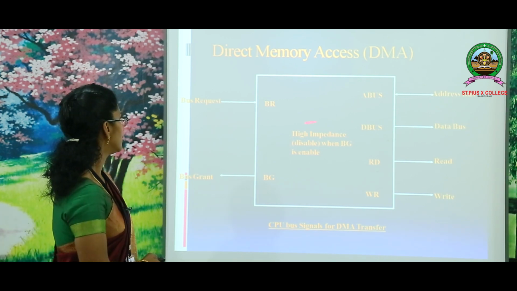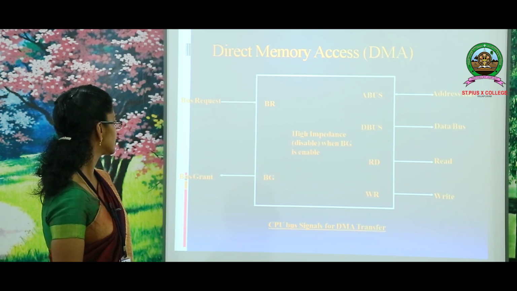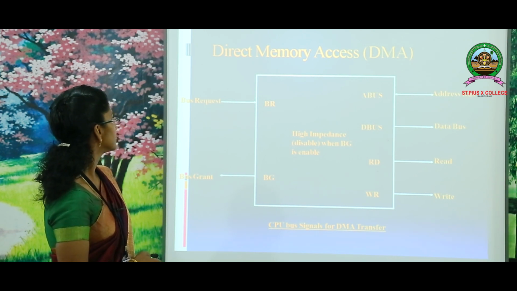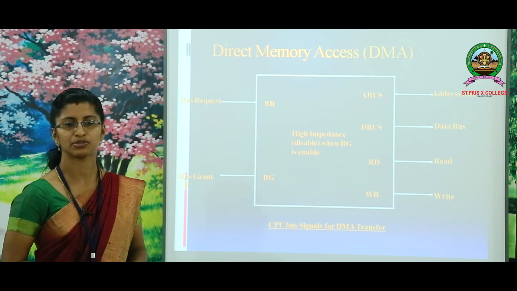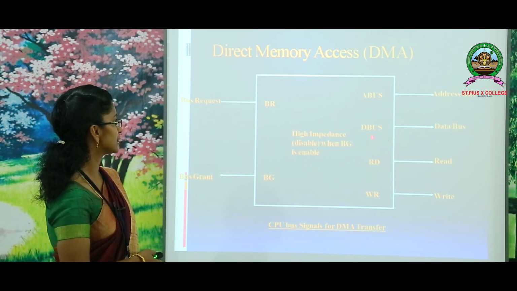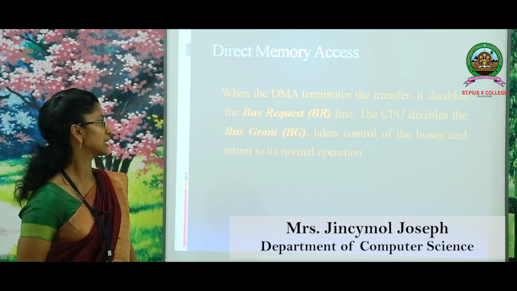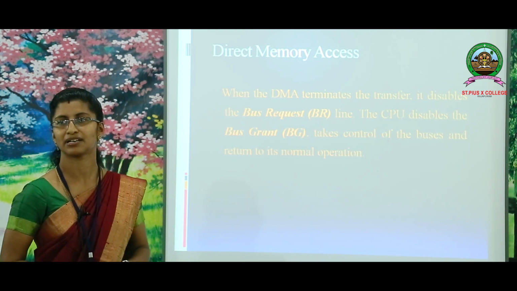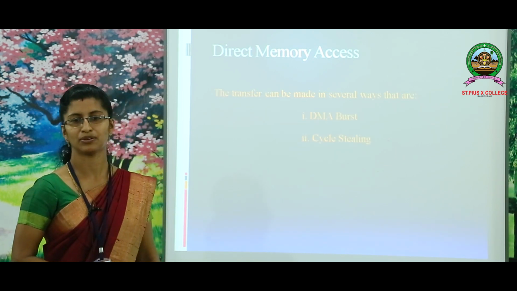So, this is the diagram of the DMA access. Here it is the bus request signal, and the bus grant signal is the response. The bus request signal is initiated by the DMA controller and the bus grant signal is issued by the CPU. And on the right side there are the address bus, data bus and read/write control signals. Then, when the DMA terminates, it disables the bus request and bus grant lines, and the CPU takes control of the buses and returns to its normal operation.